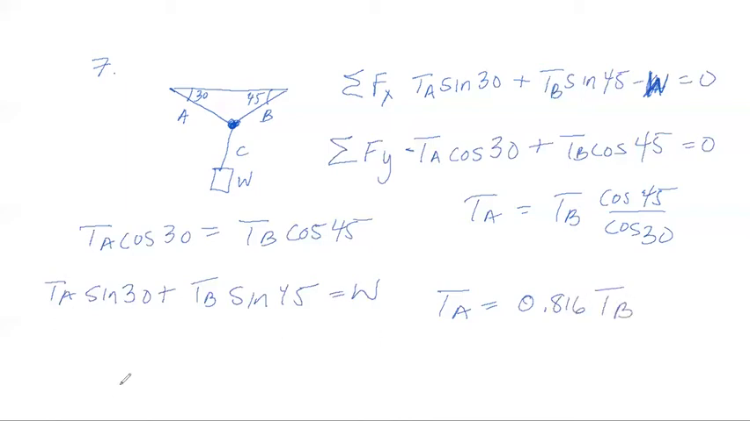And then I went ahead and, let's see, I had TB from this. TB equals weight over 1.11. So TB equals 0.897 weight. And from that, you can go ahead and solve for TA in terms of weight. And that's the first one. All right.